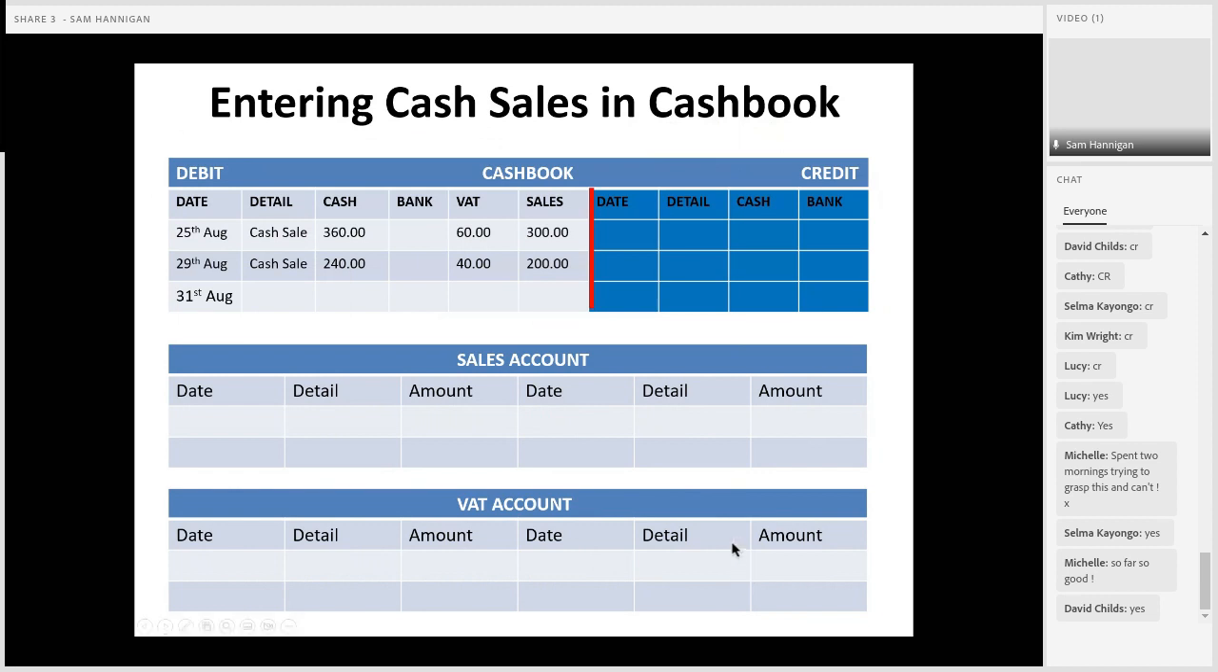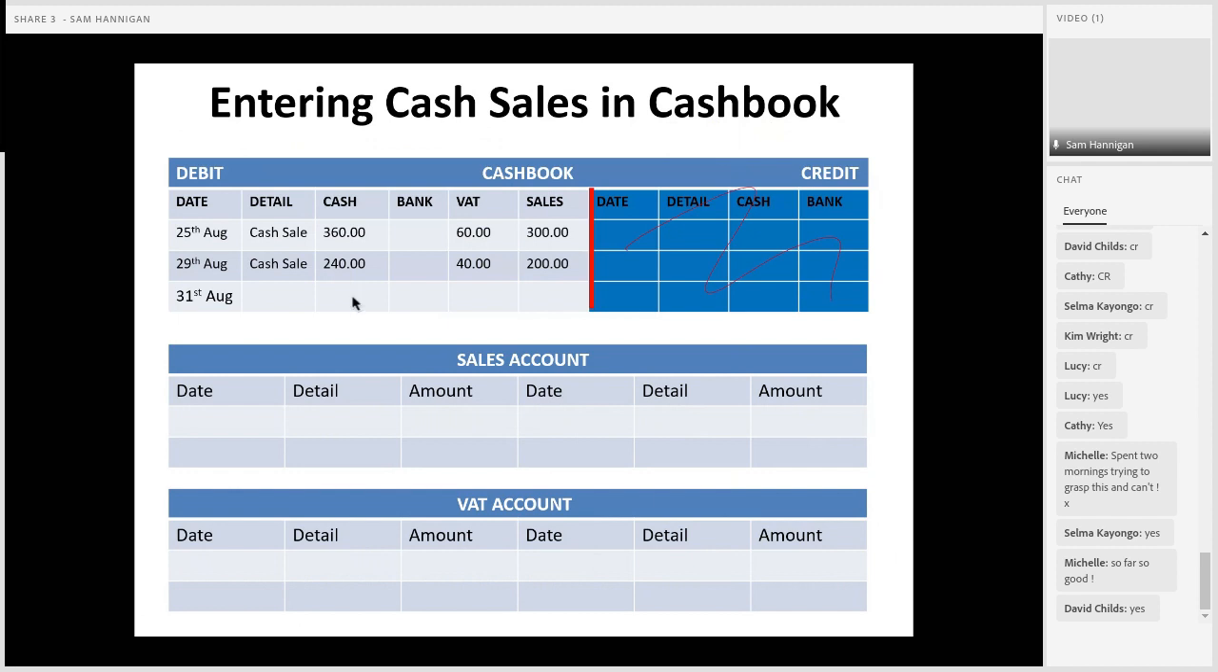Right then. Now let's have a look at it when we've got more than one transaction. What we're doing now is analysing the cash book. Ignore this side for the time being. We don't need that. We've made a cash sale on the 25th of August and a cash sale on the 29th of August. What we need to do is balance off the cash book and then enter the totals into the main ledger.